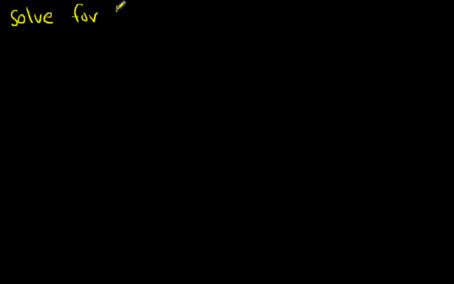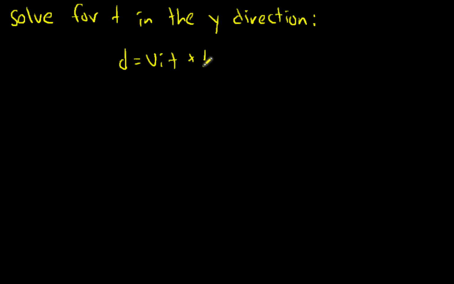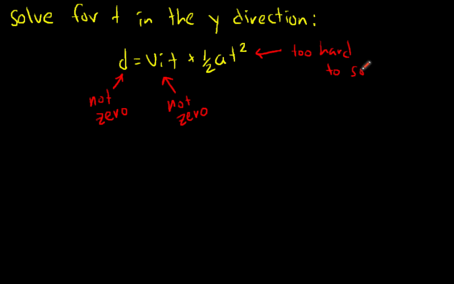First, we solve for t on the y side. The formula we'd use for the information we have is d equals vit plus 1/2 at squared. But in this case, we have a problem. Displacement, or d, is not 0 this time. It's negative 300. Vi is also not 0 this time. It's shot at an angle. There is some initial velocity. As a result, this formula is too hard to solve for t. It's a quadratic, and you need the quadratic equation to find t.